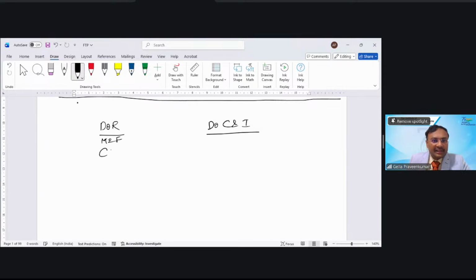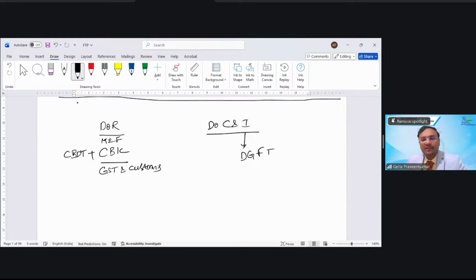Now, we call CBIC, where you have CBDT for direct taxes and CBIC for indirect taxes. Under CBIC, you have your GST and customs law. On the other hand, Department of Commerce and Industry, I have the authority called DGFT, Director General of Foreign Trade. So this is a backbone for our economy, I would say.